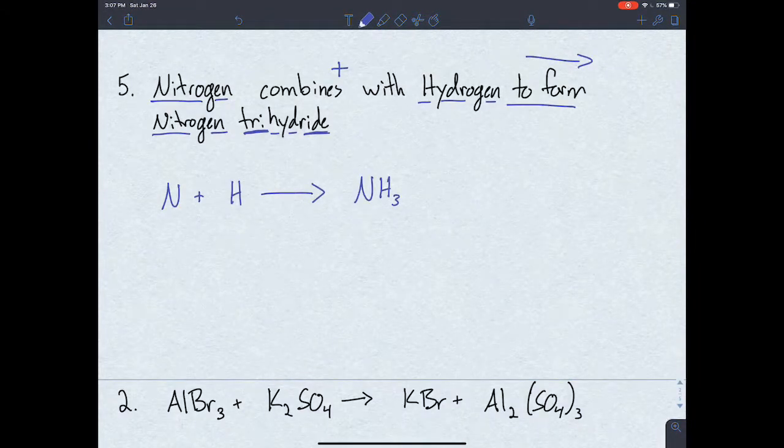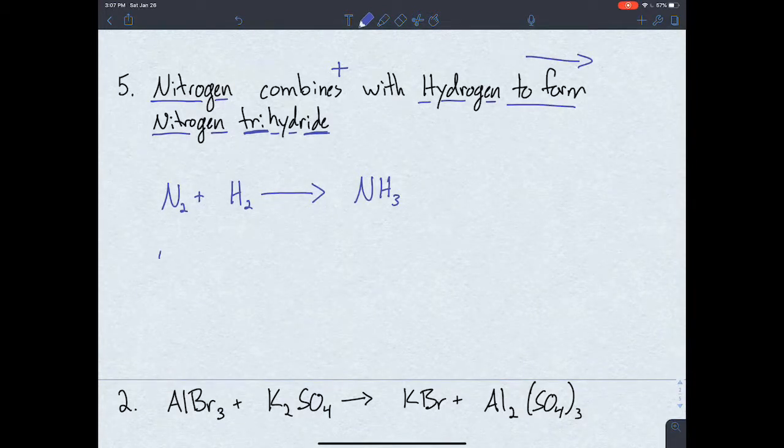Ammonia, not to be confused with ammonium, which has an extra hydrogen atom and is a polyatomic, but this is ammonia. Now, hopefully something looks wrong to you. I'm dealing with nitrogen and hydrogen, both of which are in Hofbrinkel and are diatomic, so I need to put 2's as subscripts on both of those. Okay, so now I have my skeleton equation written out.